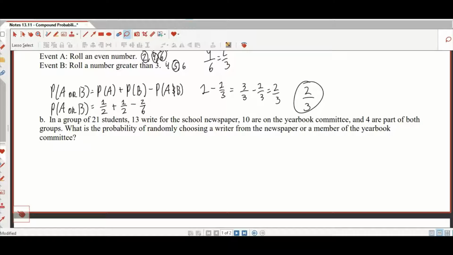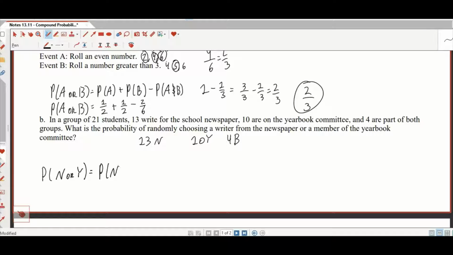In a group of 21 students, 13 write for the school newspaper, 10 are on yearbook, and 4 are on both. So what's the probability of randomly choosing a writer from the newspaper or a member of the yearbook committee out of that group of 21? Well, the probability of newspaper or yearbook is equal to the probability of newspaper plus the probability of yearbook, take away the probability of that person being on newspaper and yearbook.